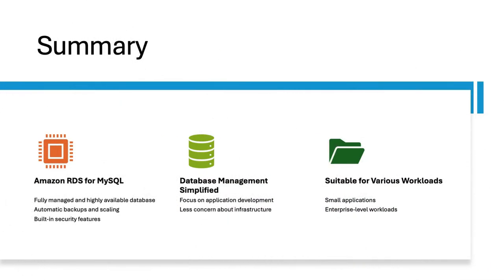In summary, setting up a MySQL database on Amazon RDS is straightforward. It offers a fully managed, highly available database with automatic backups, scaling, and built-in security. This allows you to focus on your application rather than infrastructure, making it suitable for both small applications and enterprise-level workloads.